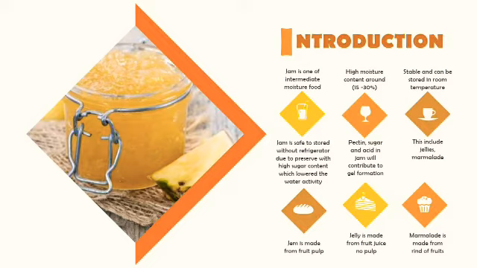Different kinds of food contain different types of main ingredient. For example, jam is made up from fruit pulp, while jelly is made up from fruit juice without pulp, while marmalade is made up from the rind of fruit, usually from lemon and orange.